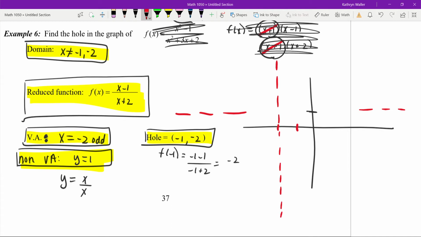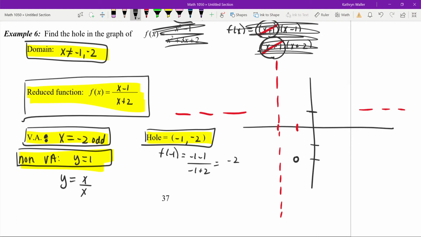Okay, so I've got my asymptotes. Now I know I have a hole at -1, -2. So I'm going to go to the ordered pair -1, -2. I'm going to make an open circle right there. That's all I have so far. What else do I know?